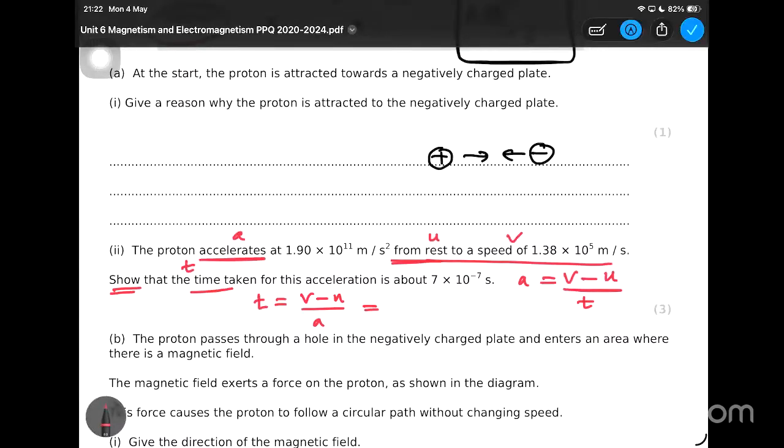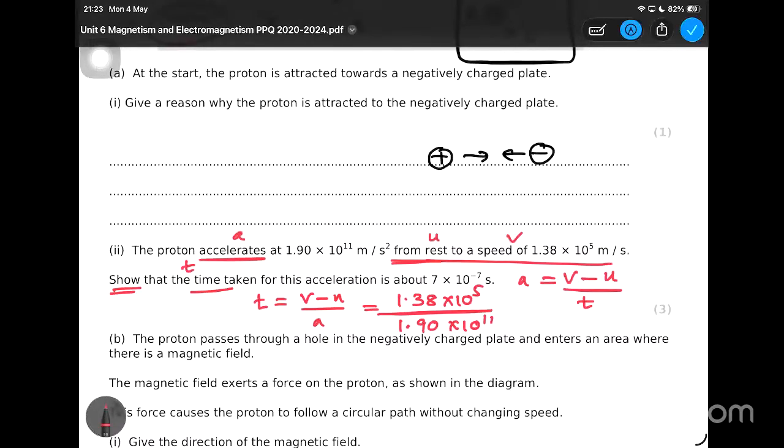So here u is 0 and the final speed is 1.38 into 10 to the power 5. Here I'm not going to apply the units, the reason is all are given in the standard units, so finally I will be getting the answer in seconds. So this is to be divided by 190 into 10 to the power 11, right?